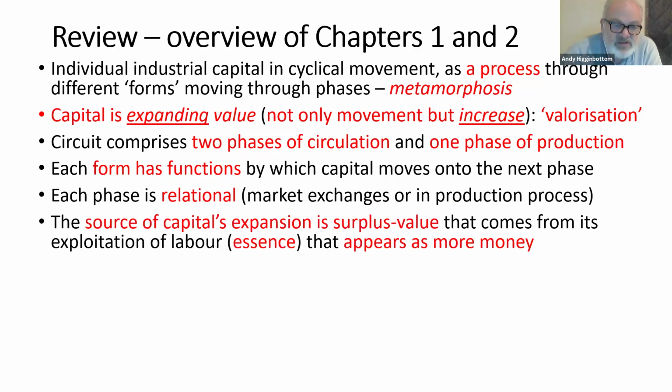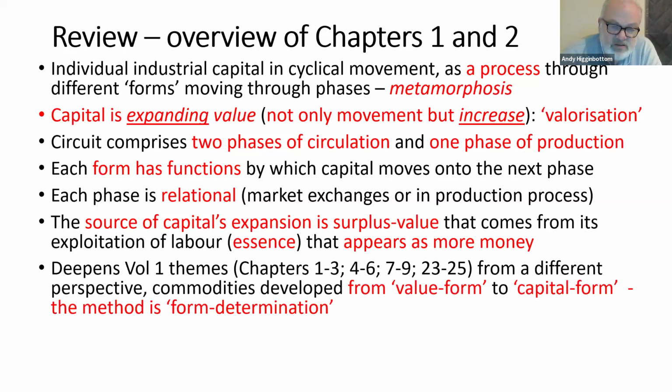So each phase, each transition is not only about process and form, it's also about relations. The source of capital's expansion through this cycle is surplus value that comes from the exploitation of labor. So the essential relation is the exploitation of labor, and the objective form of that exploitation is surplus value. And surplus value is an essence which appears in circulation as money.